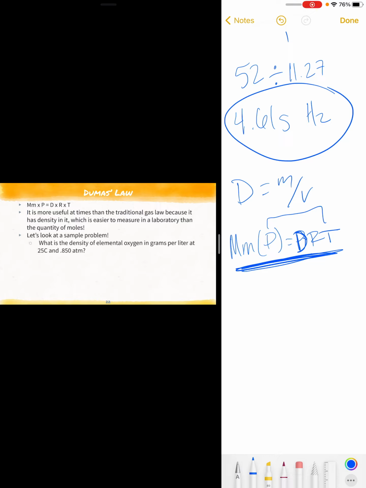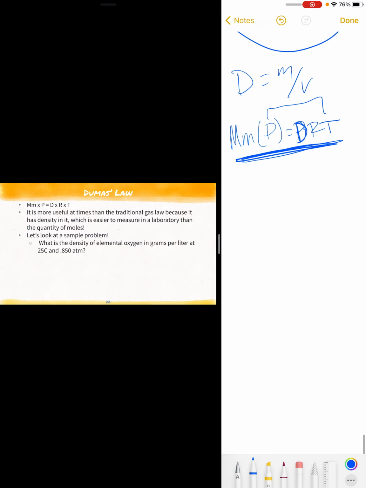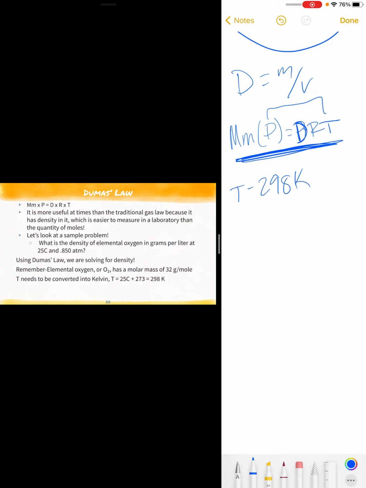So let's look at a sample problem. It says, what is the density of elemental oxygen in grams per liter at 25 Celsius and 0.85 atm? So we're going to use Dumas's law. Remember that elemental oxygen is just O2. That's how it's found in the atmosphere. So its mass, 15.999, would need to be multiplied by 2 to get 32. Also remember that you're converting temperature to Kelvin. So my temperature is 298 Kelvin. I'm going to go ahead and write down my other units.